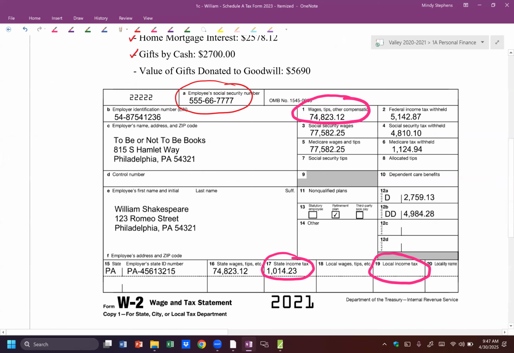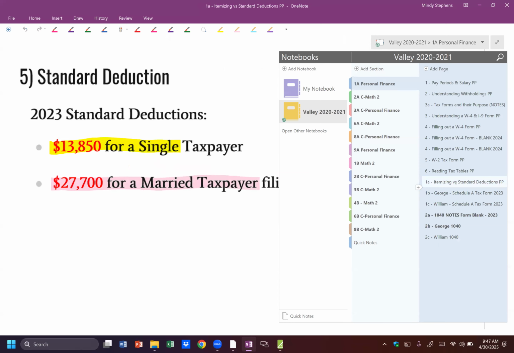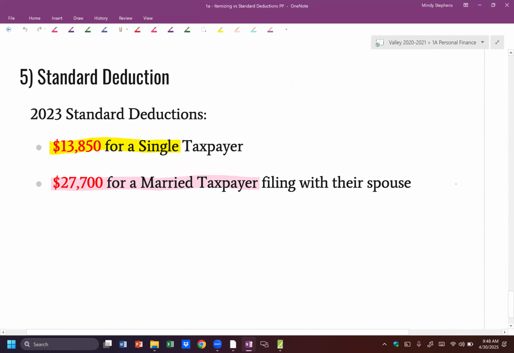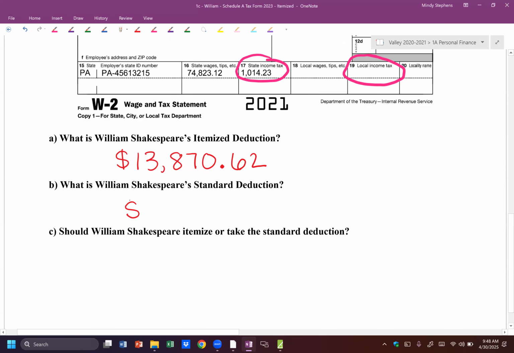So we have 3 questions at the bottom. What is William Shakespeare's itemized deduction? So that number we just wrote, that's what we're going to put here. So 13,870.62. And then it says, what is his standard deduction? So going back to our notes again, we have the 2 deductions. We have a single 13,850. We have married 27,700. He is single. So we're going to put the 13,850 for the single number. So you're going to have to go back to that every time. So 13,850.